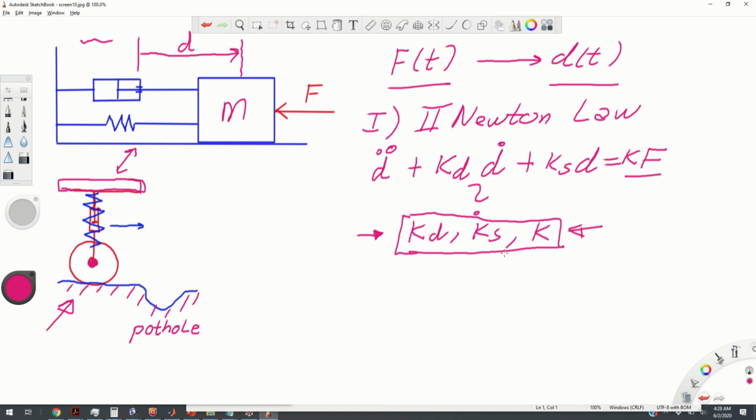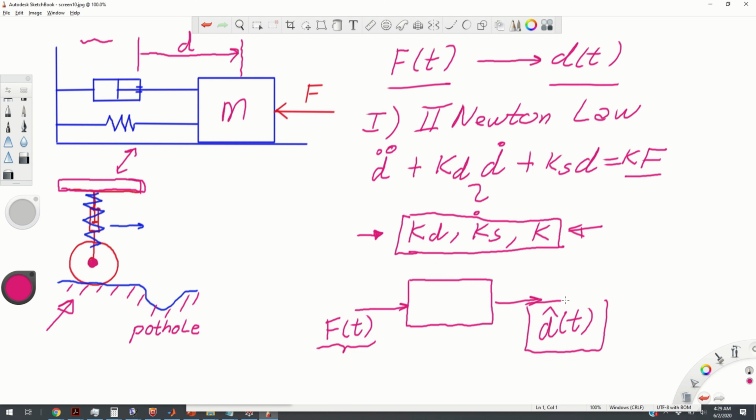And we will not be able to accurately predict the behavior of the system, actually the behavior of the model. So if we know the function of the force, we should be able to predict the function of the displacement. Well, if we don't know accurately Kd, Ks, and K, our prediction will be inaccurate.